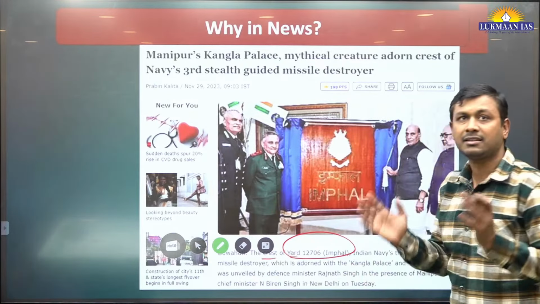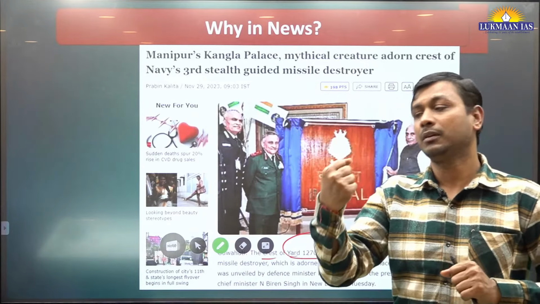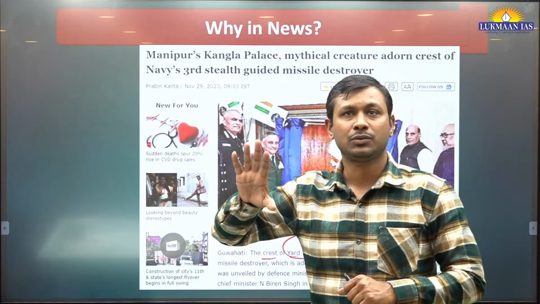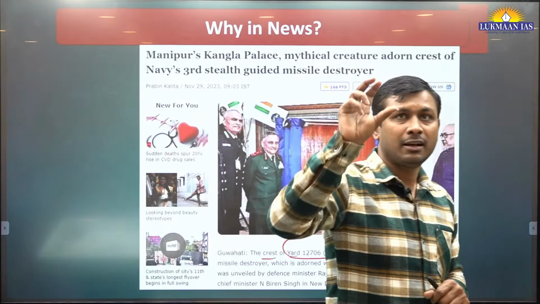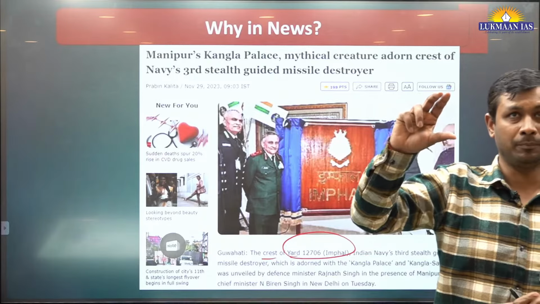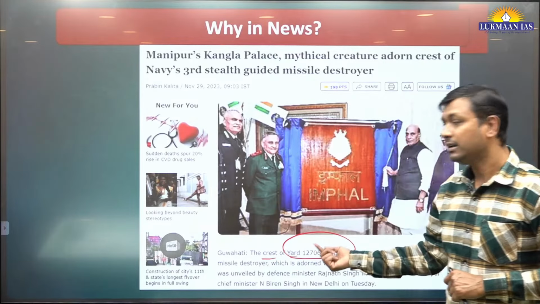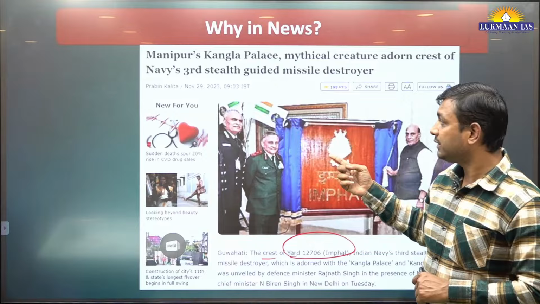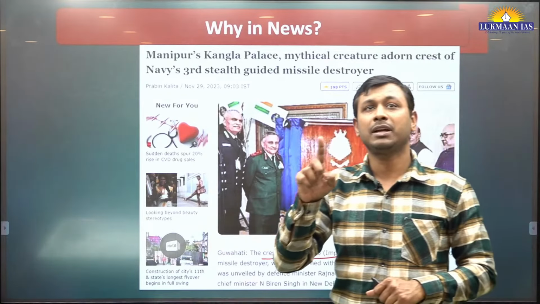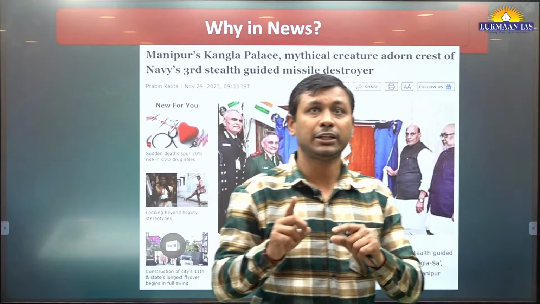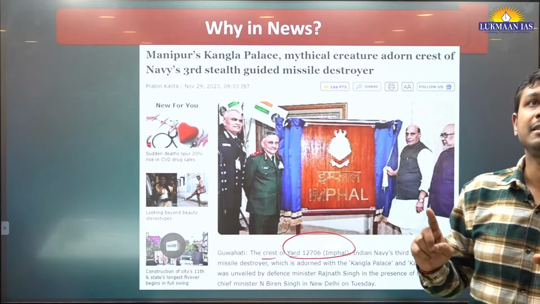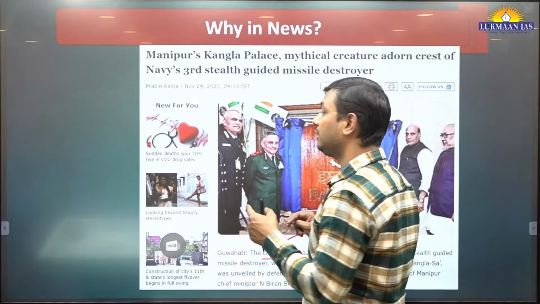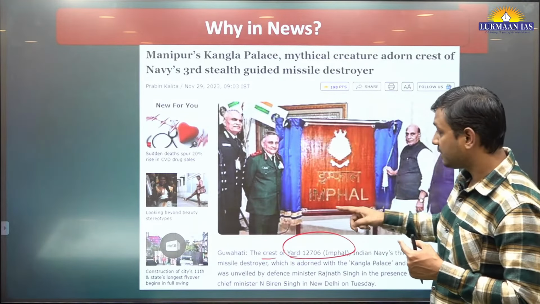And the crest is basically a symbol, a kind of armor type of symbol which is embedded. You can see that any armed forces institution, be it their regiments, always has an insignia or a symbol attached to them. So this crest symbol is attached to this stealth frigate. So two important things: first, remember where this Kangla Palace is situated. It is related to Imphal. And the second thing is about Project 15B. What is the context of this project? Basically making stealth frigates for the Indian Navy. So that is the context for this question.